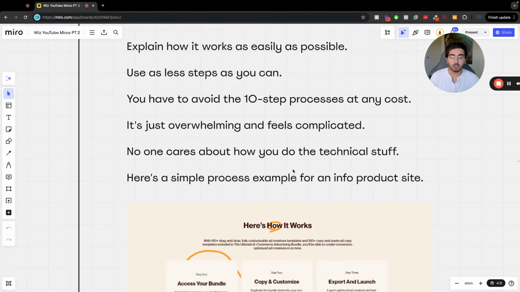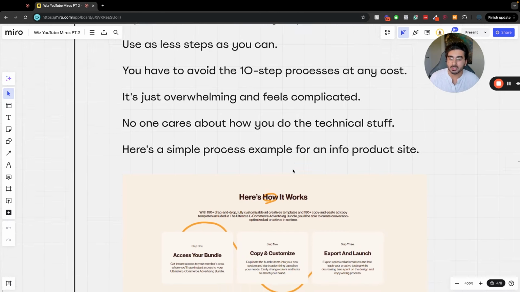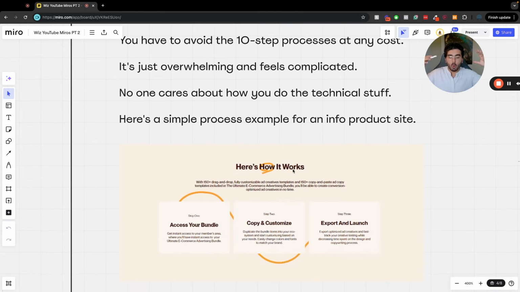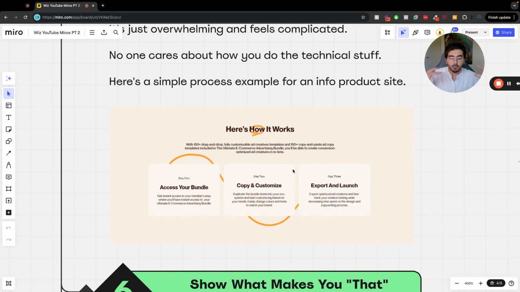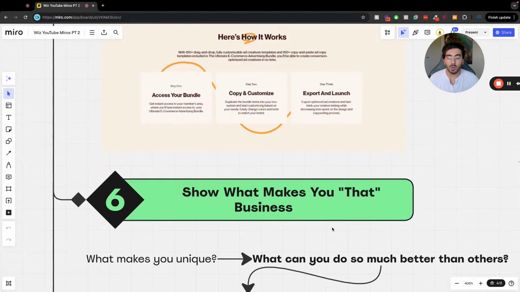No one cares about just the technical stuff, but no one also cares about you just flaunting results. They still wanna see in a high level overview, the overall results, the overall steps that you're gonna be following to reach this outcome, AKA the deliverables you have. So access your bundle, copy and customize, export and launch. These are gonna be the 3 to 6 steps that you're taking people through on a journey. You can even have month 1, month 2, month 3. You're showing people a roadmap and they know what they should expect.